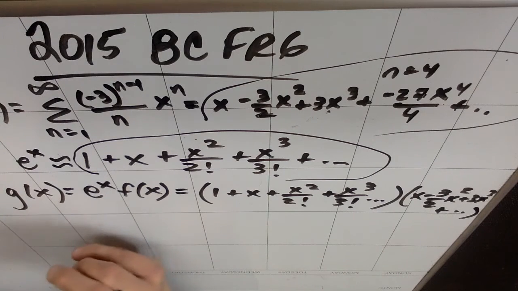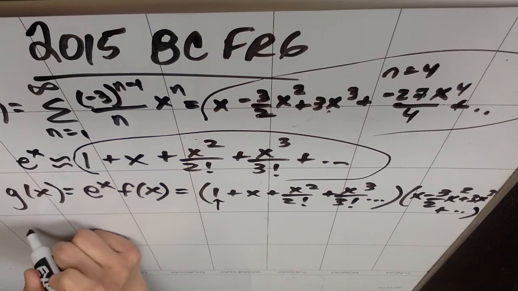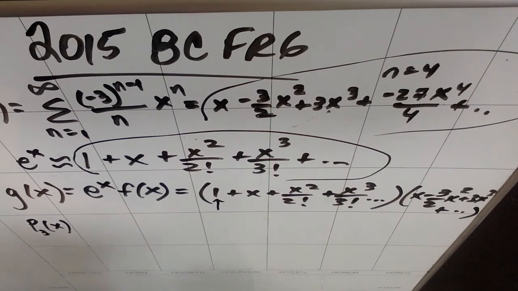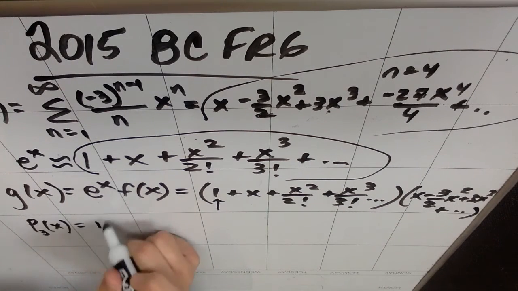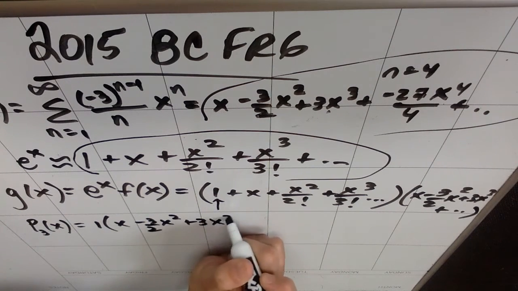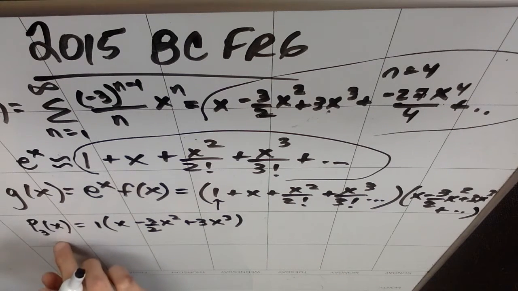But remember that third degree Taylor polynomial means you only want things up to degree 3, okay? So let's walk through this. When I look at this 1, I realize that the 1 has a degree of 0. So if I'm allowed to go up to degree 3, I'm going to call this p sub 3 for my Taylor polynomial. I'm allowed to distribute that 1 to all of these up to the cubic. So I get this 1 times the x minus the 3 halves x squared plus the 3x cubed, because since this has a degree of 0, I can go all the way up to the cubic and still fall in that p sub 3 guideline.